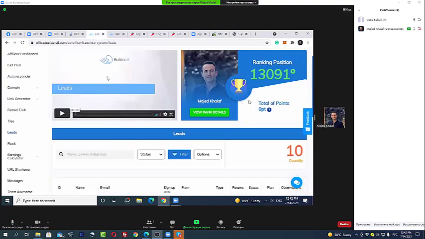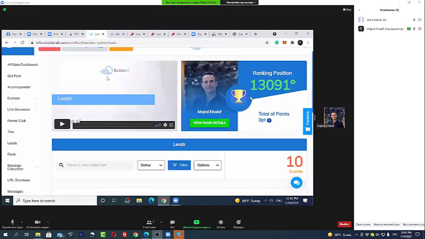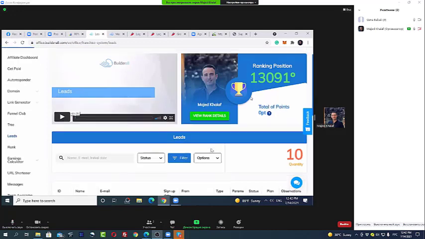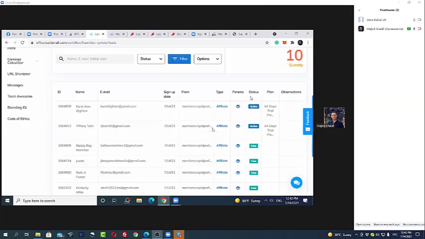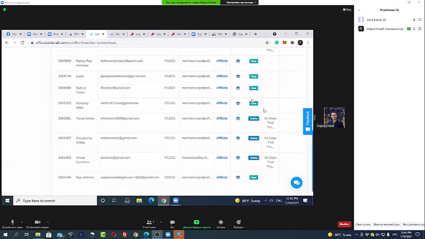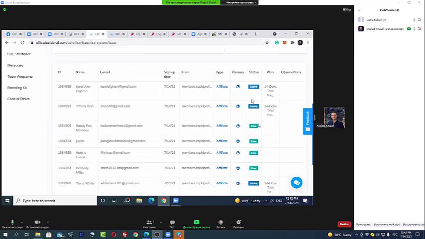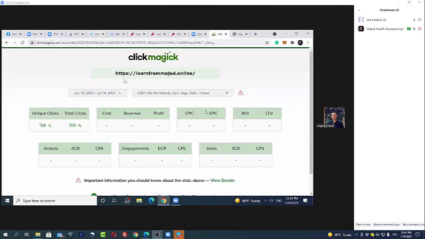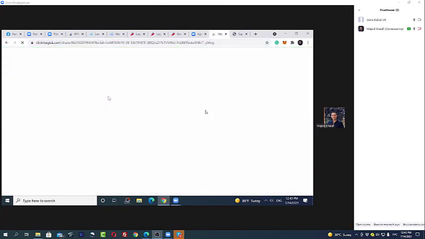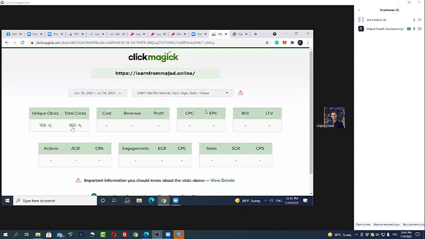Yeah, can I scroll? The quantity is 10. I have like five of them on the active, five of them on the 14-day trial, and five of them are on the free trial, which is actually from around 150 clicks. And that's exactly now, if we can refresh the screen, it's a total of 160 clicks.